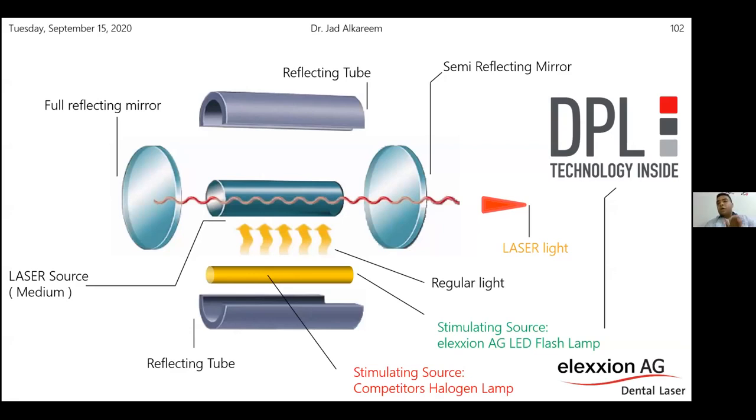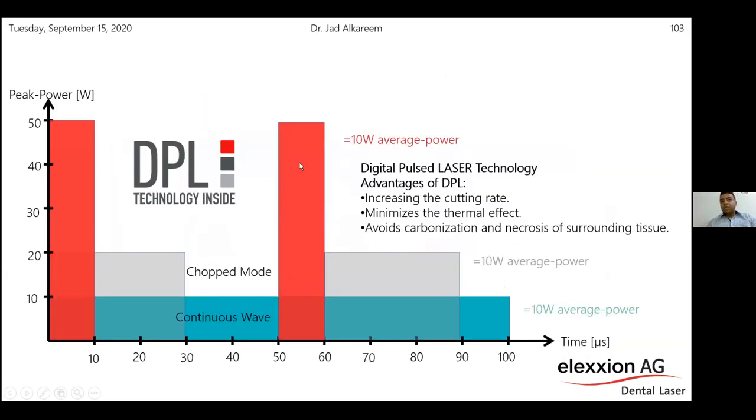But with Alexion lasers, they use an LED flash lamp. The LED flash lamp can turn on the laser immediately, and when the laser time is off, there will be no laser at all. So between the pulses, the laser will be totally turned off. This also gives enough time for the tissue to cool down. We call this technology DPL, or digital pulsed laser.